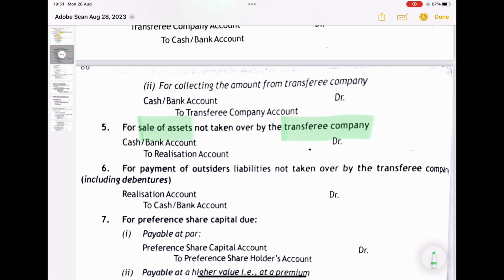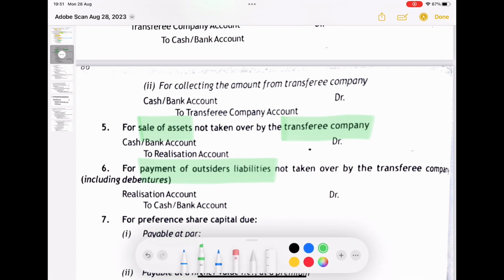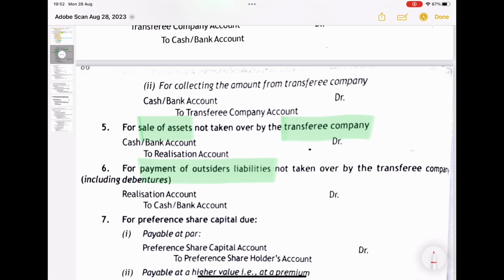Next, for payment of outsiders' liability not taken over by the transferee company, including debentures. So the fifth entry is for assets not taken. Next, the sixth entry is for the liabilities not paid by the company. So obviously a reverse entry. Realization account debtor to cash or bank account. In case some secured creditors have not been paid, for example.